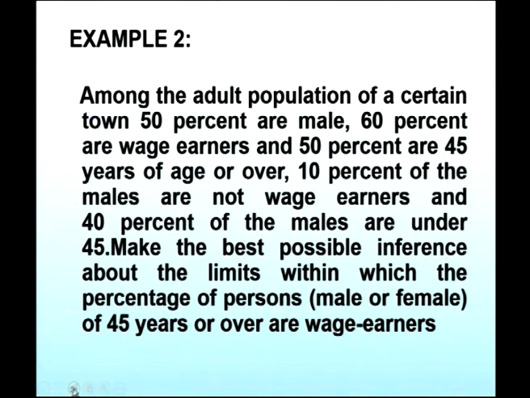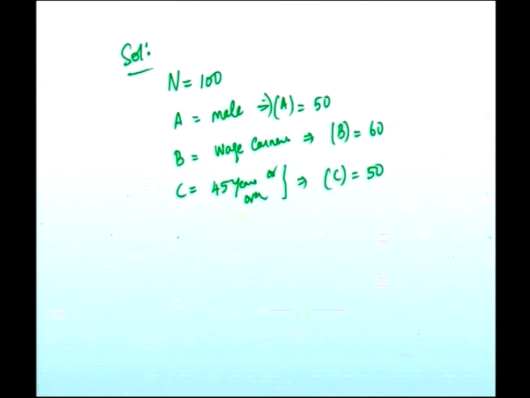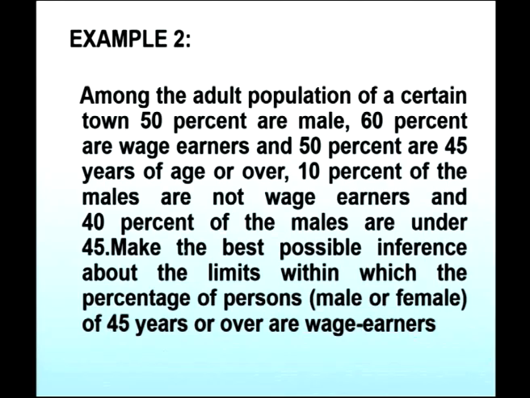Male is represented as A and not wage earners will be represented as beta. Therefore, among the males you should get not wage earners. Therefore, A beta is equal to 10 by 100, which is given to be 10%, and among the males, therefore, into 50, which gives you the value 5. Similarly, another piece of information is given in the question. What is that? 40% of the males are under 45. Again, males, and they are under 45 means they are not above 45 years of age, where we represented the attribute C as 45 years of age and over.